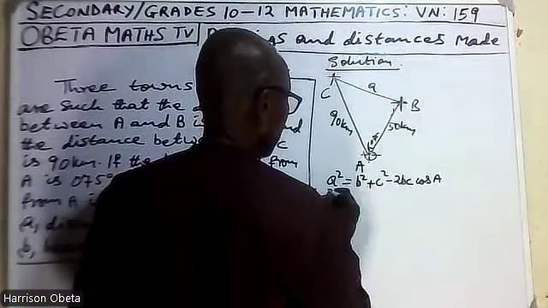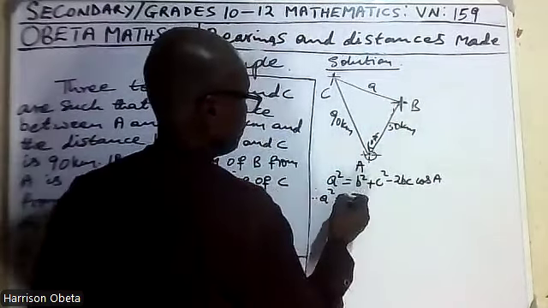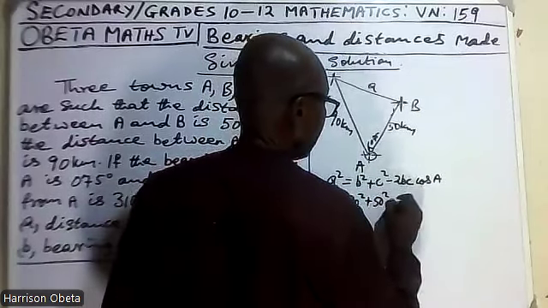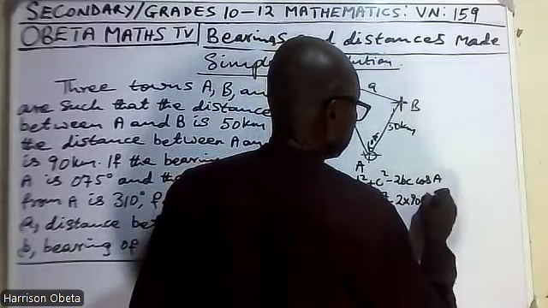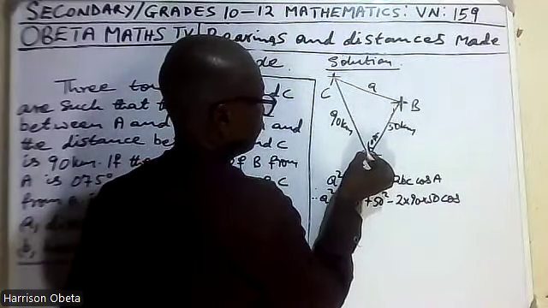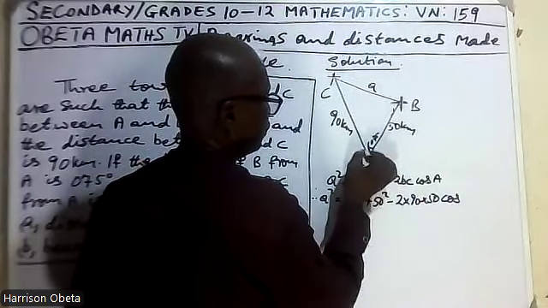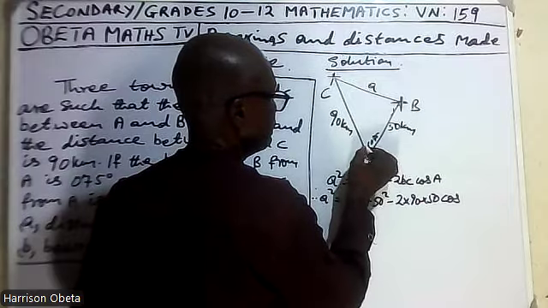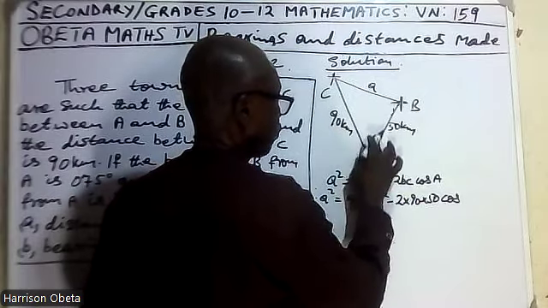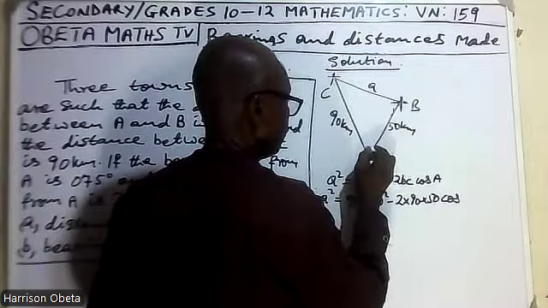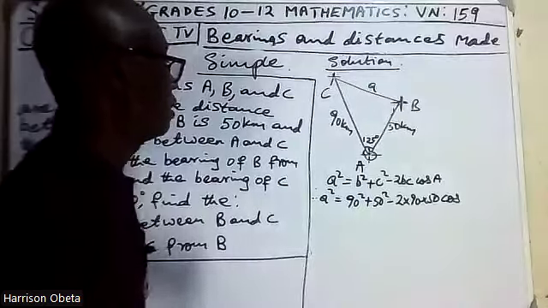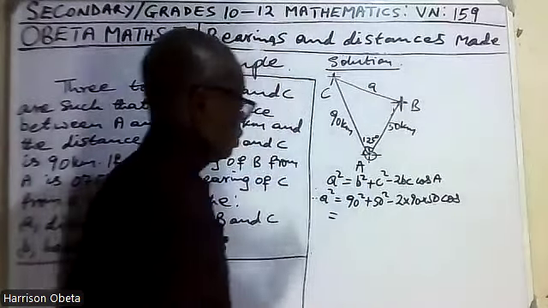That means that a squared is equal to 90 squared plus 50 squared minus 2 times 90 times 50 cos. You now check. This is 75. This is 310 remaining 50. So 50 is here. To get the whole of the angle inside, 50 plus 75 will give us 125. So 125 degrees should be inside.